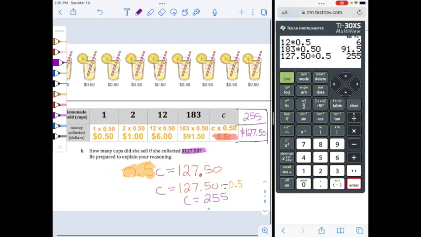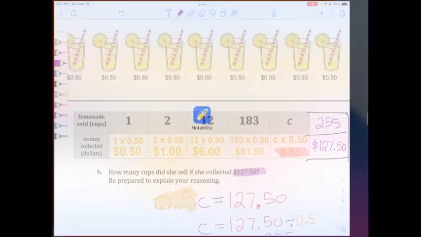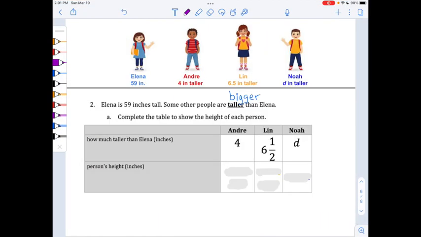All right, let's try another problem. I can get rid of my calculator for just a moment. The next problem is about Elena. There she is. Elena is 59 inches tall. And some other people are taller than Elena, and you can see that I wrote the word bigger there. They're not telling us how tall Andre is, but they're telling us that Andre is 4 inches taller. He's not 4 inches, he's 4 inches taller than Elena.